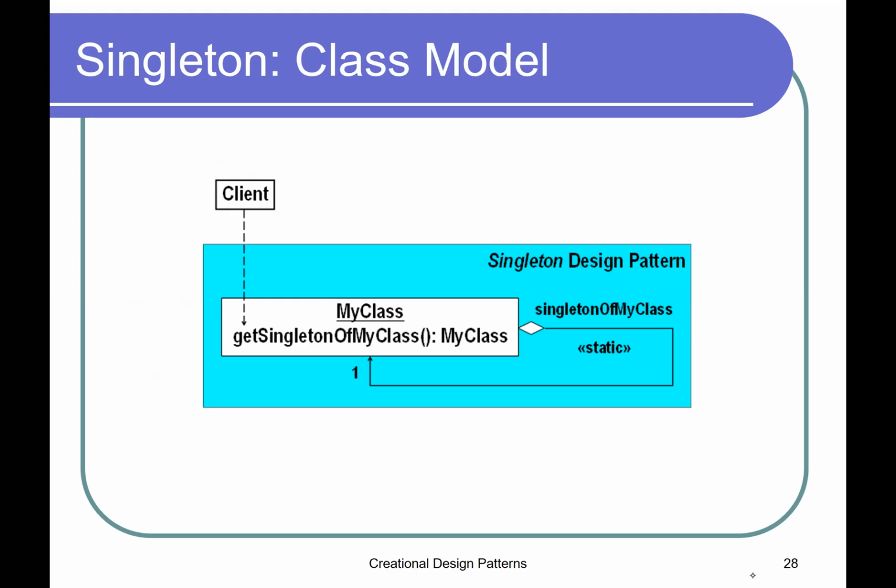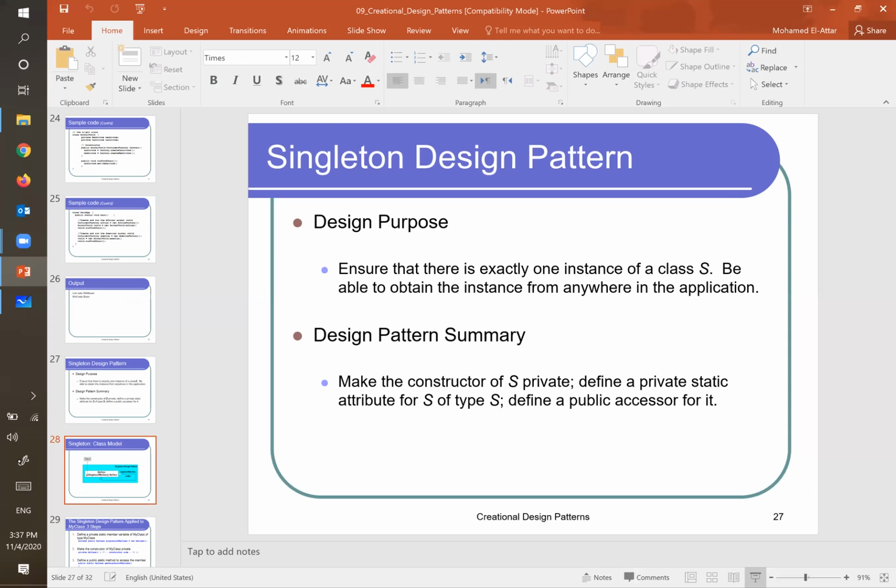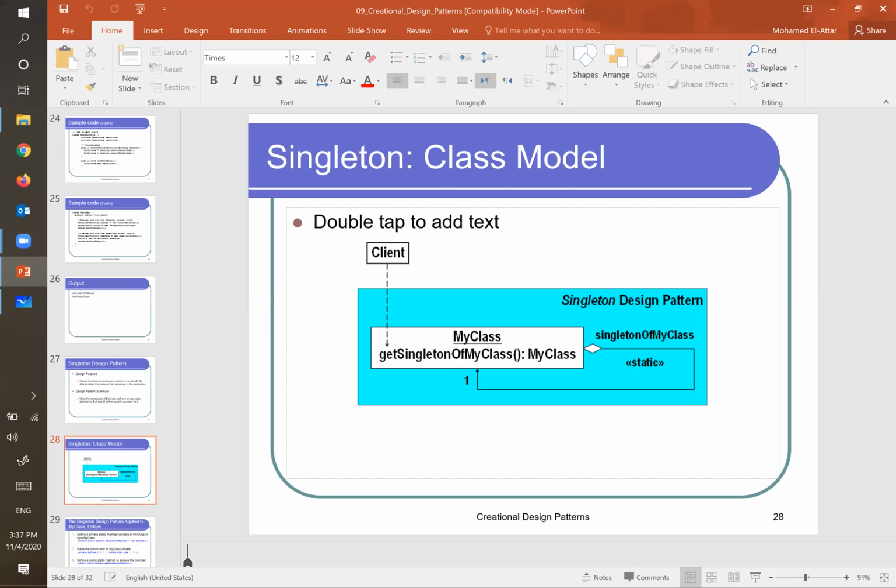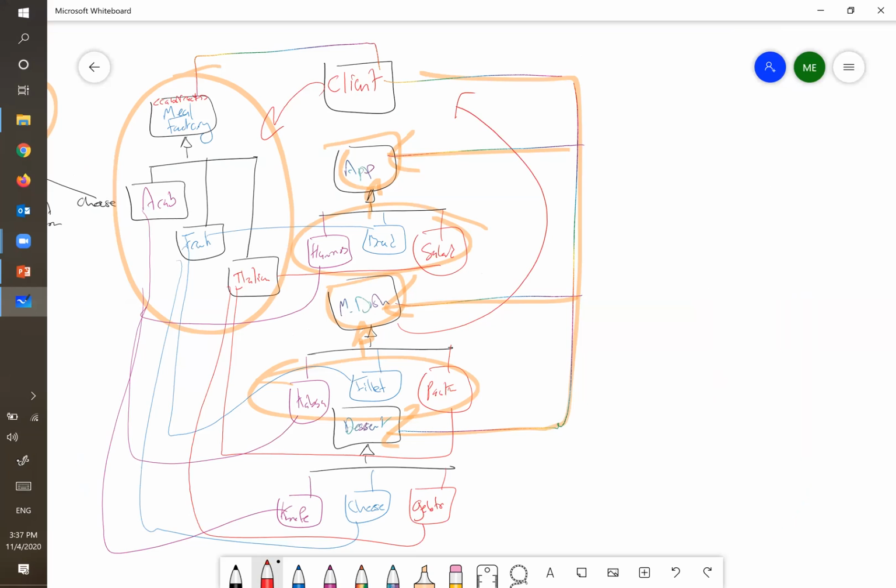Here's the class diagram. Here's my client. The client wants to produce an object of this class. The class is going to produce the object, but as soon as it produces it, it enforces that only one object is going to be produced. Now how are we going to do this? Let me switch back over to the whiteboard. Let me clear this.